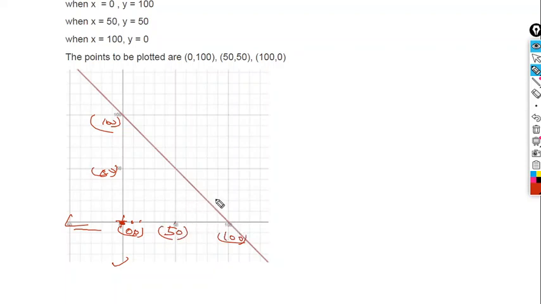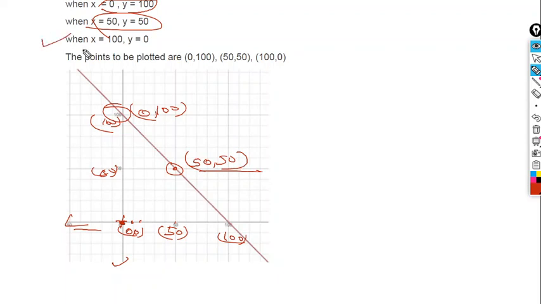Now our points are (0, 100). This is one of the points. Another point is (50, 50), where x is 50 and y is 50. Another point we have found is x equal to 100, y equal to 0. So x is 100 here, and y equal to 0. So (100, 0). Now put your scale and draw the linear graph.